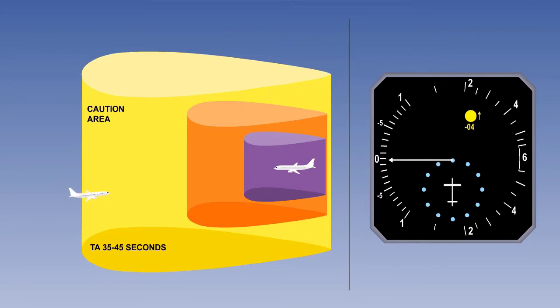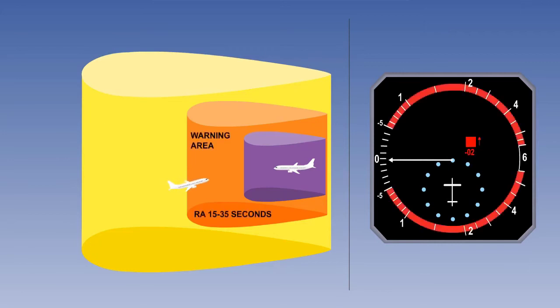Traffic, traffic. If the aeroplane continues on this track and enters the second bubble, then a resolution advisory is generated. The symbol changes from an amber circle to a red square, and either a preventative advisory or a corrective advisory is issued in the vertical plane, instructing you to climb or descend.